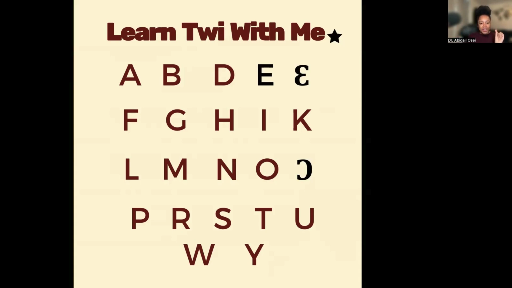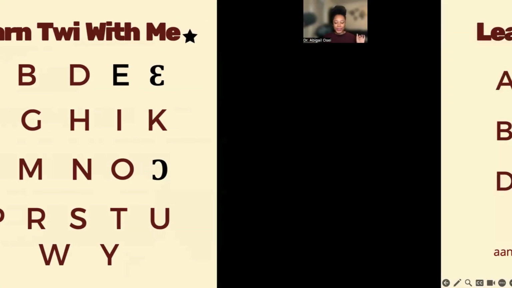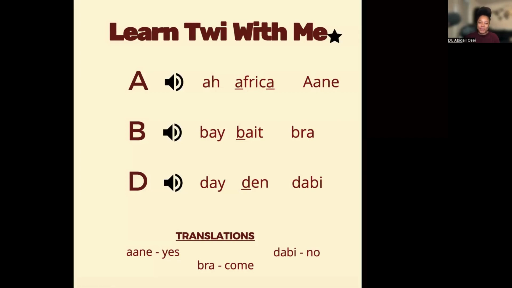A, B, D, E, F, G, H, I, K, L, M, N, O, ɔ, P, R, S, T, U, W, Y. Okay, so here we go with our examples. Ah, think of the English word Africa. Ah, ane. Ane means yes.